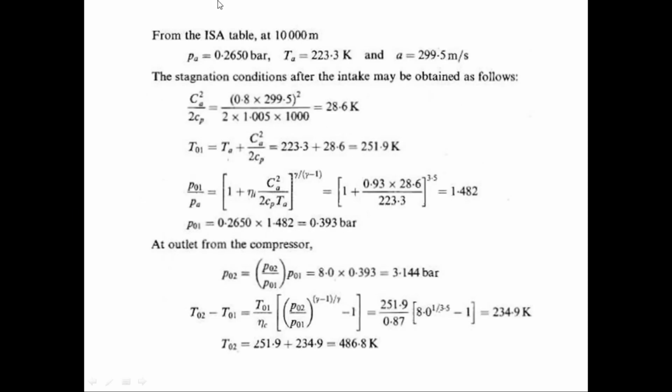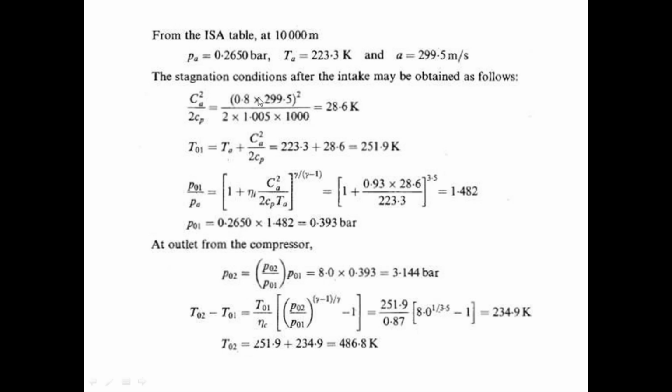First of all, from the ISA table at this elevation of 10,000 meters, we can find the ambient pressure and the ambient temperature. The ambient pressure comes out to be 0.2650 bar, and the ambient temperature is 223.3 Kelvin. Since we know TA, and this is air, we can find the speed of sound at this temperature, which is the square root of gamma R T. This comes out to be 299.5 meters per second.